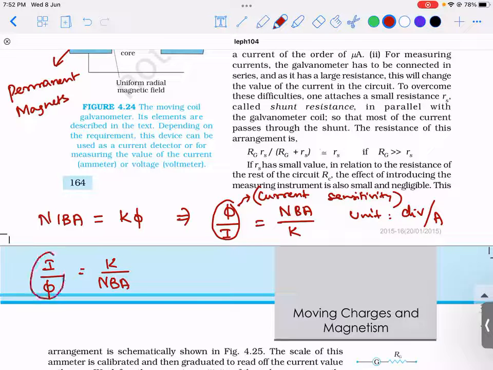Any idea about what this I by phi is called as? It's called as figure of merit. This is a very, very important parameter for a galvanometer. So it's called as figure of merit. Is it clear?